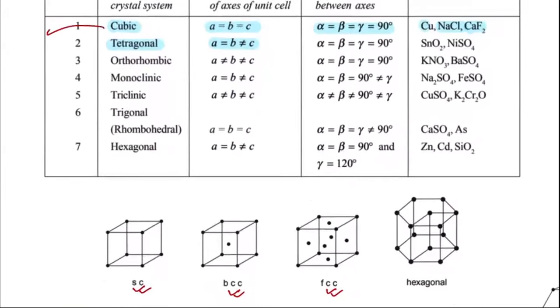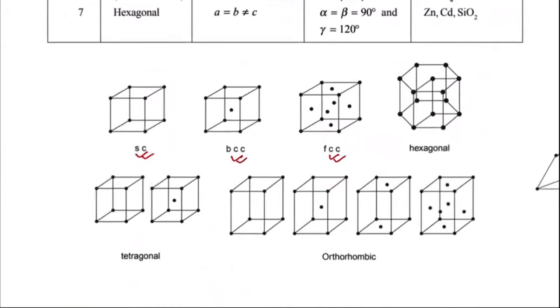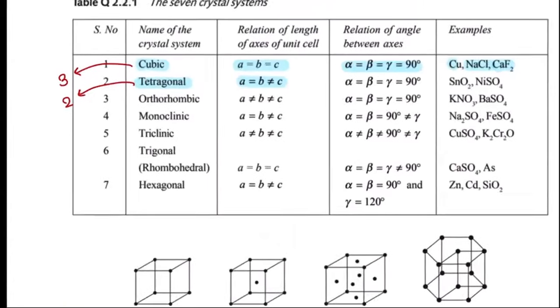So in cubic we have three. In tetragonal we have two, right? Why two? Why three only? You need the explanation of these things also, but you have to study that in material science itself. That is not part of our course. Whatever is defined for the Bravais lattice, we just need to understand and remember those things. Nothing more than that, right?